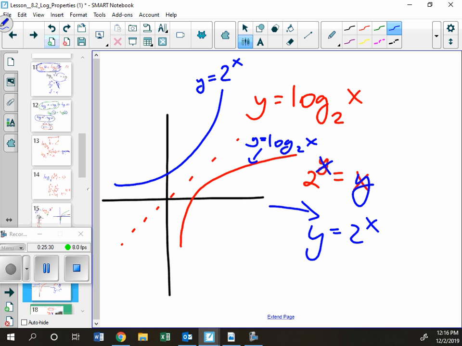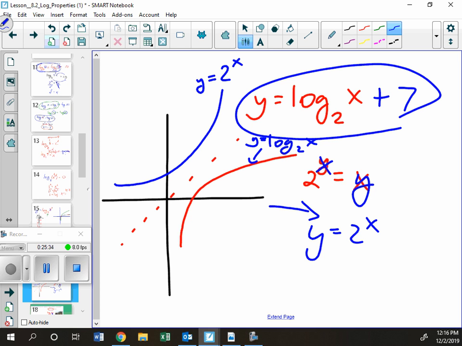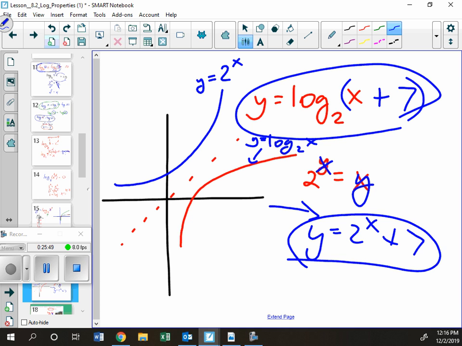Now what if I add 7 here? Where does this log go? Up 7. What if I put a parenthesis around that? Now it's not moving up 7 anymore. Left 7. Okay. What if I take this one and add 7? That all moved up 7. Okay. And then what if I put a plus 7 up with the x? Left 7. Okay.